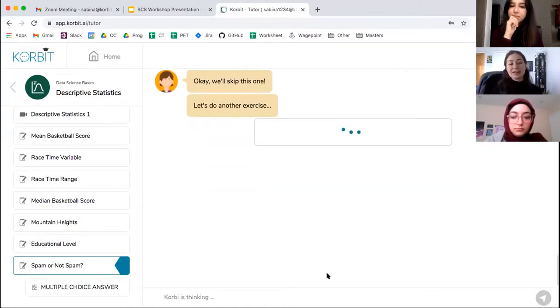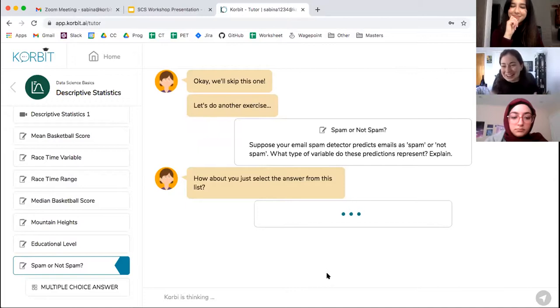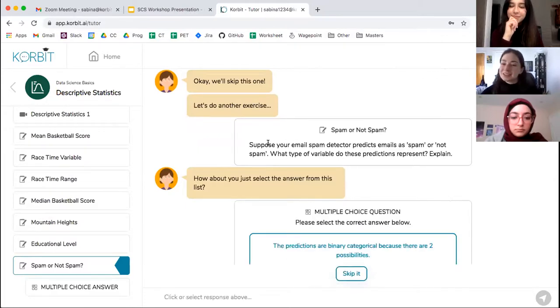So she has seen me skip a bunch. And then she goes, maybe I'll give you a multiple choice version so that you actually try to answer this question. So she's given me this question. Maybe we can answer this because it'll be quick. She says, suppose that your email spam detector predicts emails as spam or not spam. So what type of variable do these predictions present?